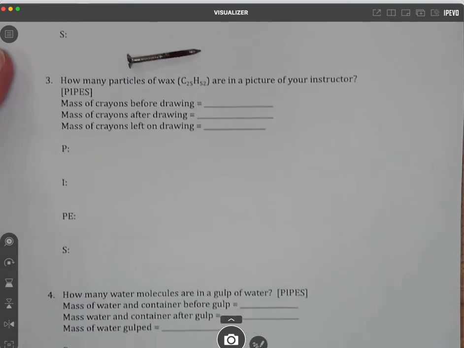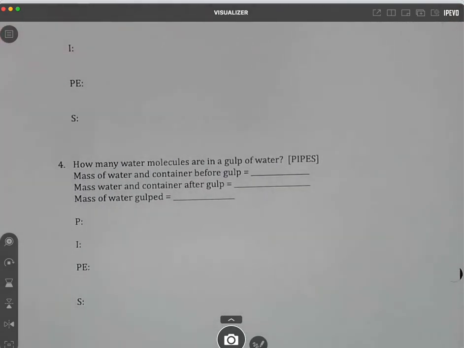The last one is how many water molecules are in a gulp. You can define gulp however you want. You can drink it either out of your water bottle, or I've got a little paper cup if you need one. You're going to need a bigger balance for that part. Right back here is a balance big enough that you can just put your water bottle on it. So you can put your water bottle on it, take a big old swig of water, put your water bottle back, and you'll be able to figure out how much water is in a gulp.